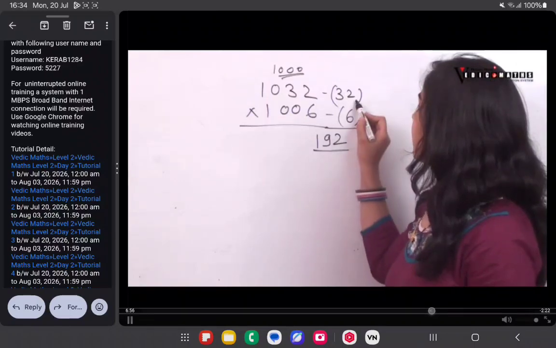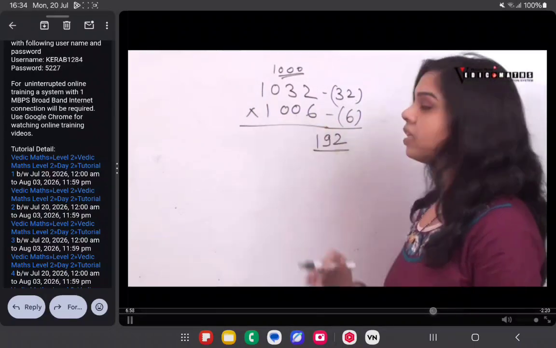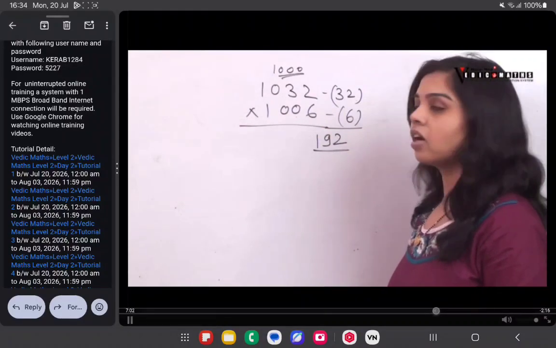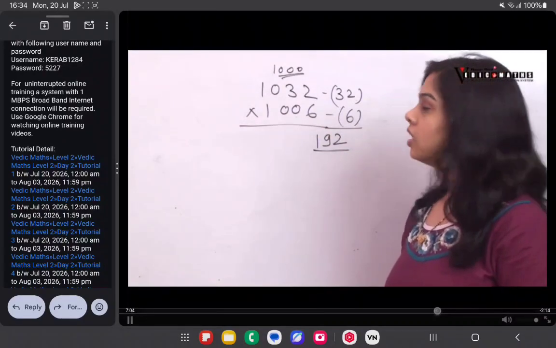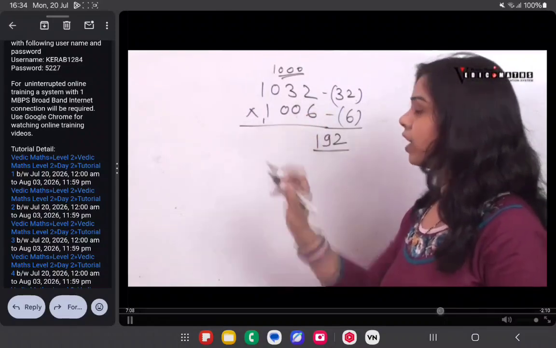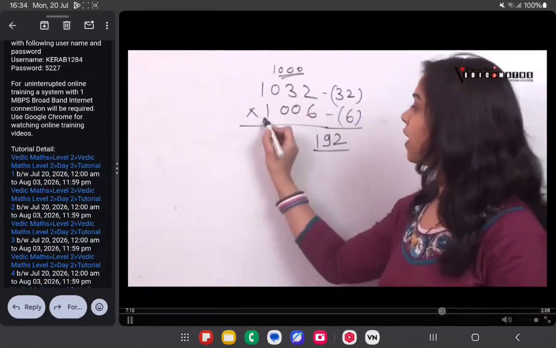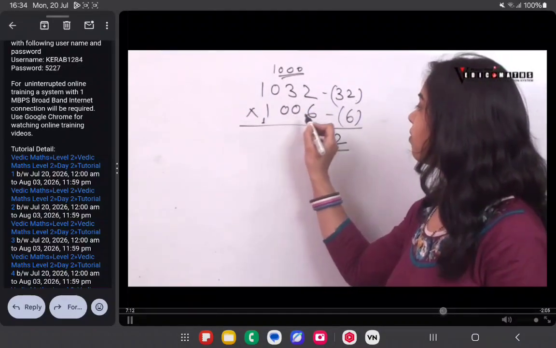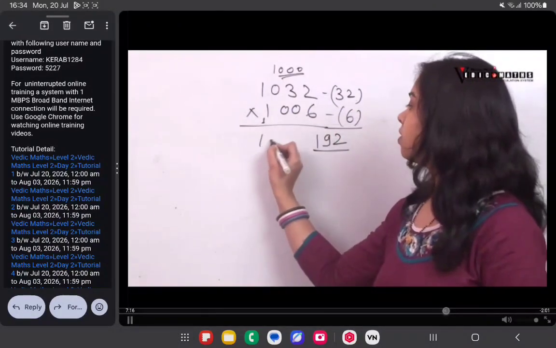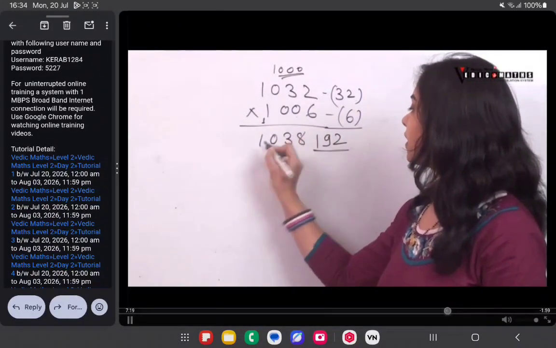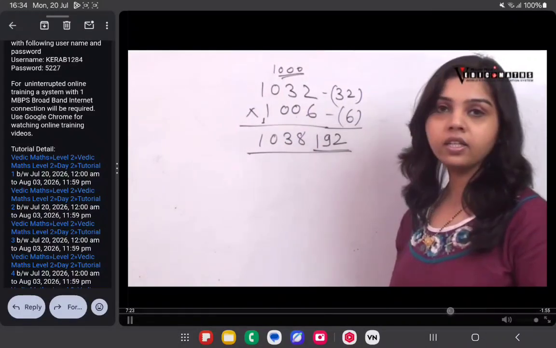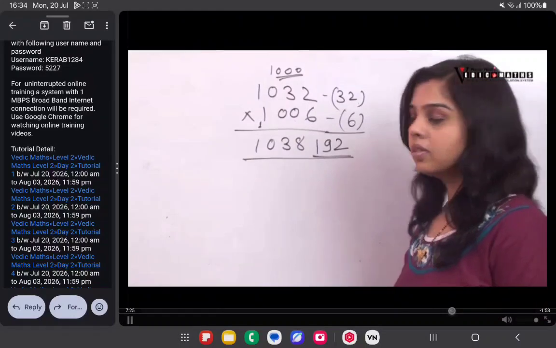Then add the excess to the other number. That means 32 plus 1006, that means 1038. Since base of 1006 and 1032 is 1000, so we have to write 1 here and we have to multiply 1038 into 1. That means it will be 1038. So our final answer is 1038192. Let's take one more example.